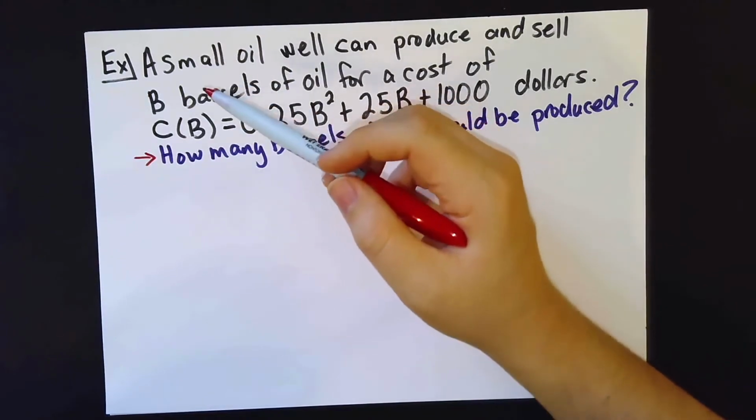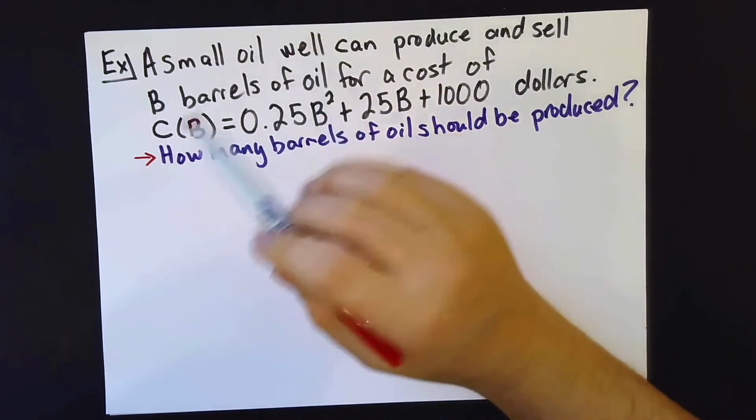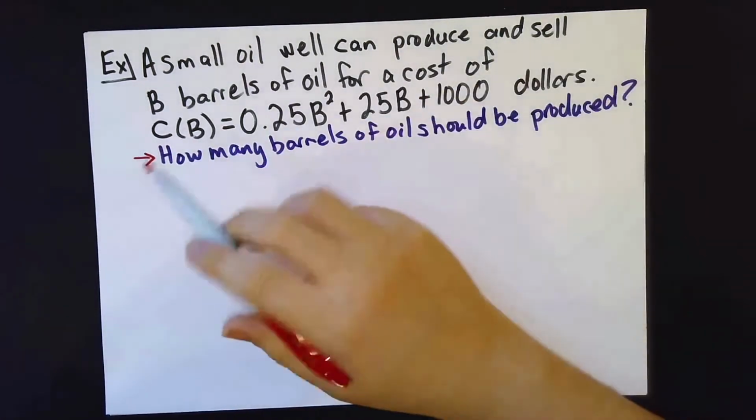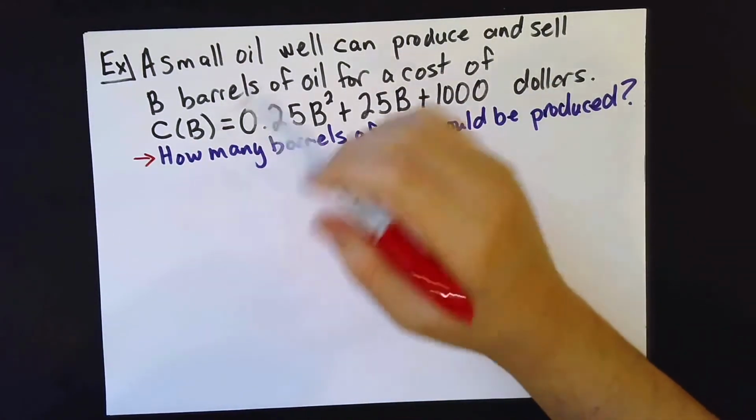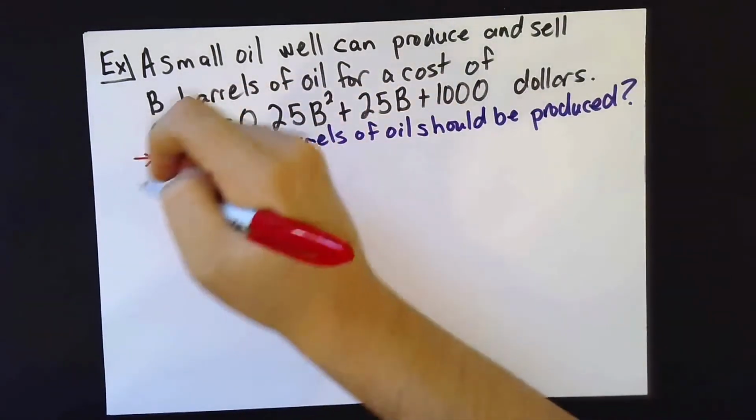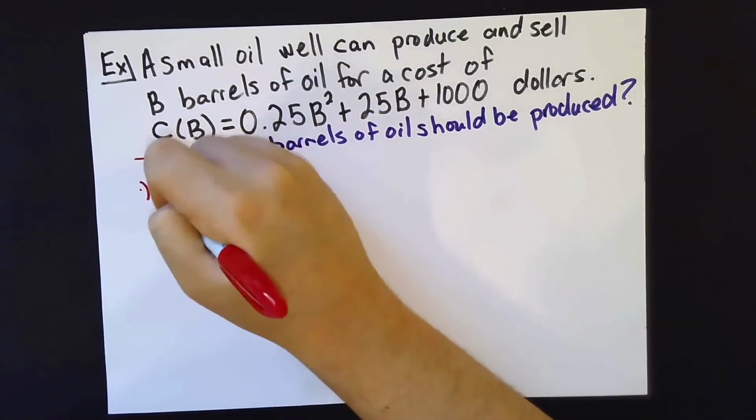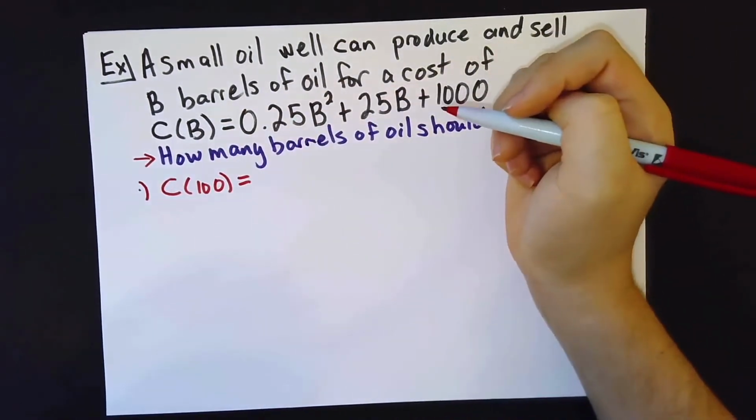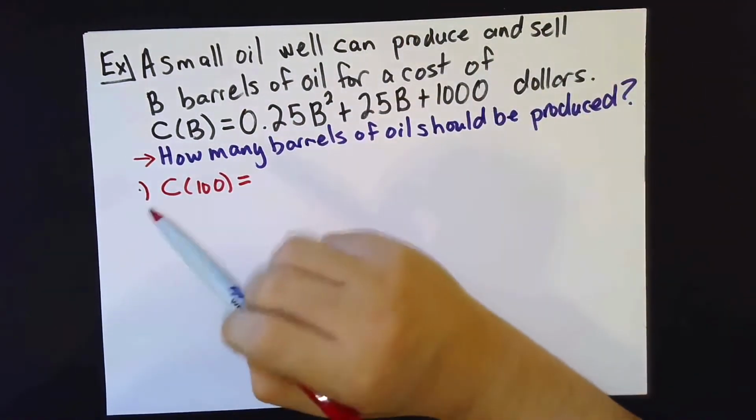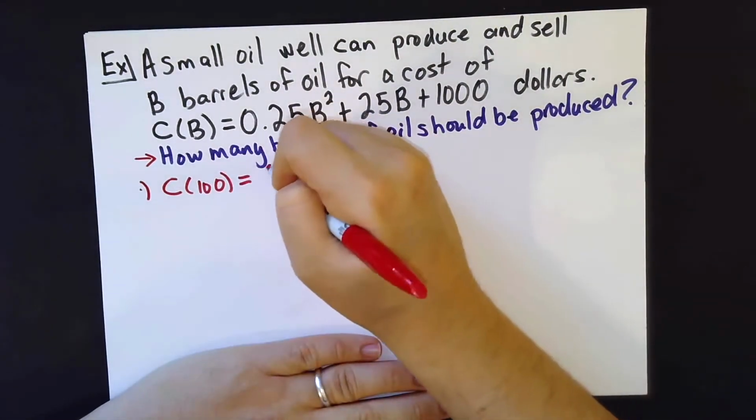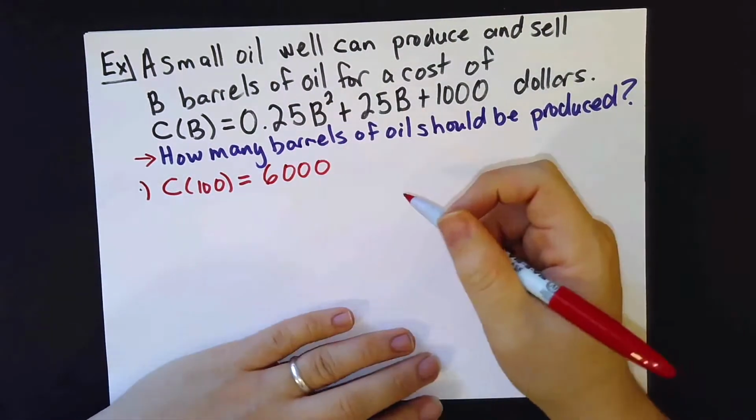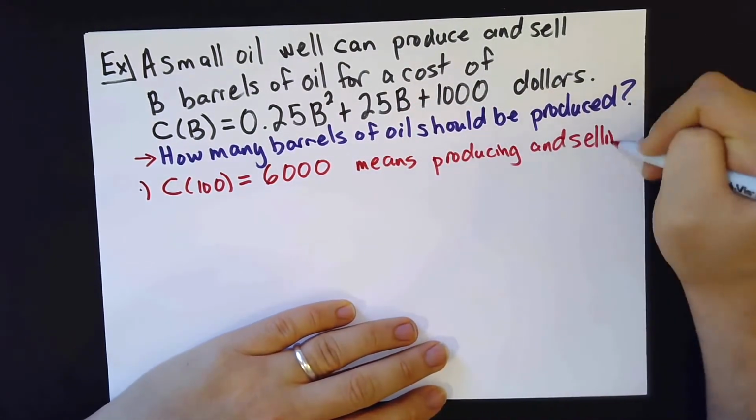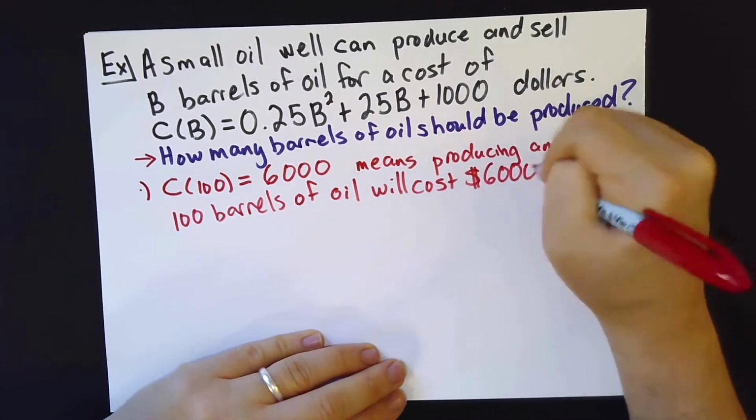So I want to talk about and eventually answer this question about whether we should be producing 0 barrels of oil or 1,000 barrels of oil or whatever, how many barrels of oil we should be producing. And I want to make sense of what the function and the derivative mean and how they help us answer this question. So let's start by just evaluating the function C at 100. C of 100, if you plug in 100 to this function, will give you 6,000. And what that means is that producing and selling 100 barrels of oil will cost us $6,000.